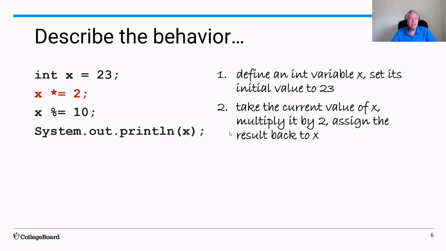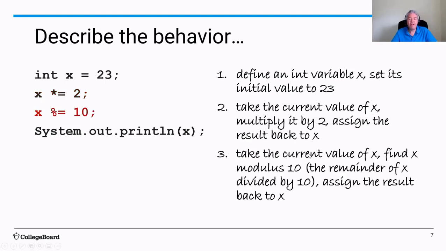As we continue to work our way through this, the next line says we're going to take the current value of x, find x modulus 10, and remember that's the remainder of x divided by 10, and assign the result back to x. Then in the final line of code, we're going to display the current value of x. When I say describe the behavior, this is what I'm looking for. You can describe the behavior verbally, in writing, or in comments, but the idea is that we identify very specifically what each individual line does, as specifically as we possibly can.